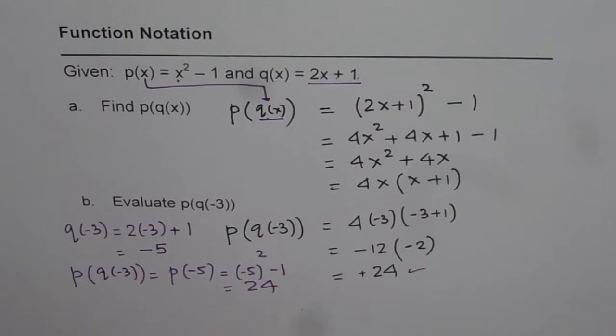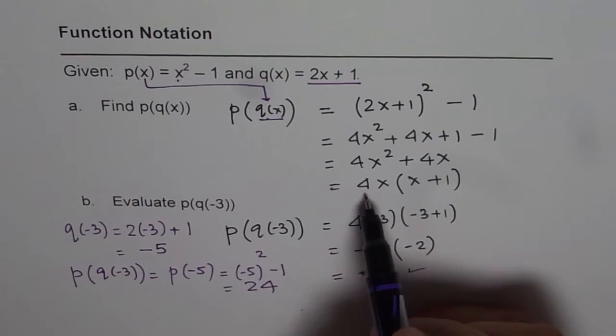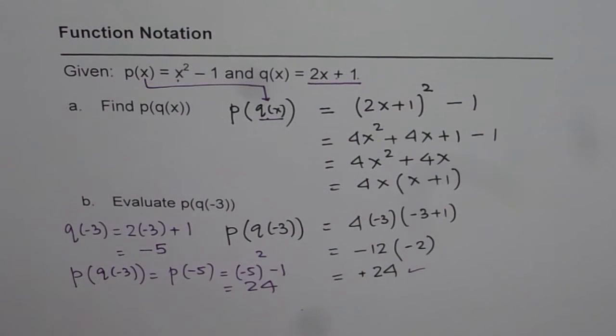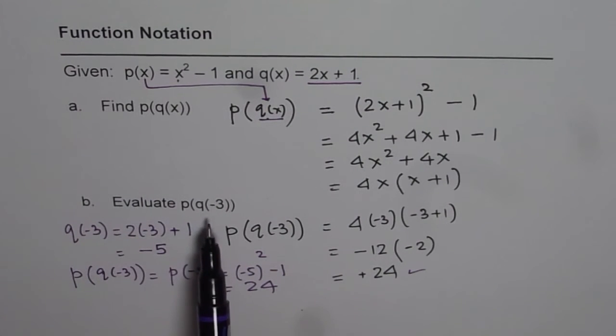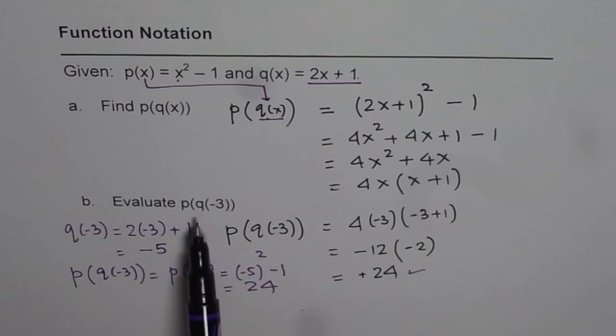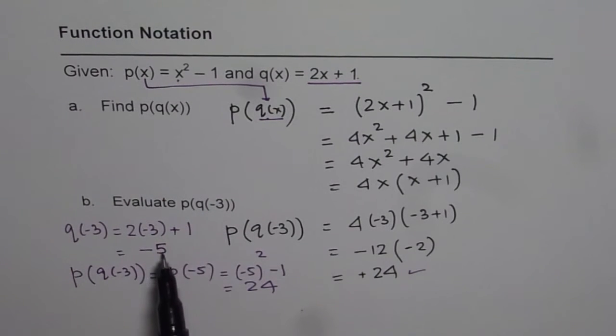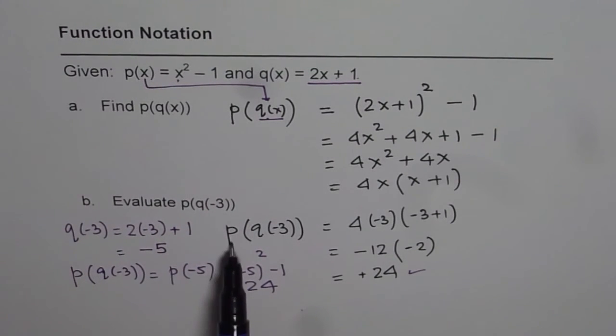So we get the same answer. So that is an alternate way. Since part 1 required us to write down an expression, this was more convenient. Well, the choice is yours. You could do either way. But I hope you understand what is function of function and how we really calculate it. It is to be calculated from inside out. So evaluate the inside function, in this case q of minus 3, we got minus 5, and then find the outside function to get the final answer.